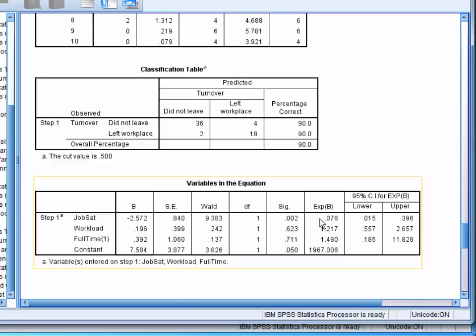We can see that job satisfaction has an odds ratio of 0.076, which means that a 1 unit increase in job satisfaction is associated with a 92.4% decrease in the probability of individuals leaving the organisation.